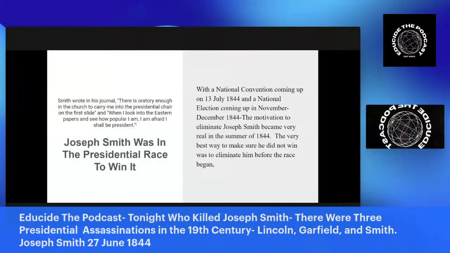With the National Convention coming up on 13 July 1844, and the national election coming up in November to December of 1844, the motivation to eliminate Joseph Smith became very real in the summer of 1844. The best way to make sure he did not win was to eliminate him before the National Convention began.